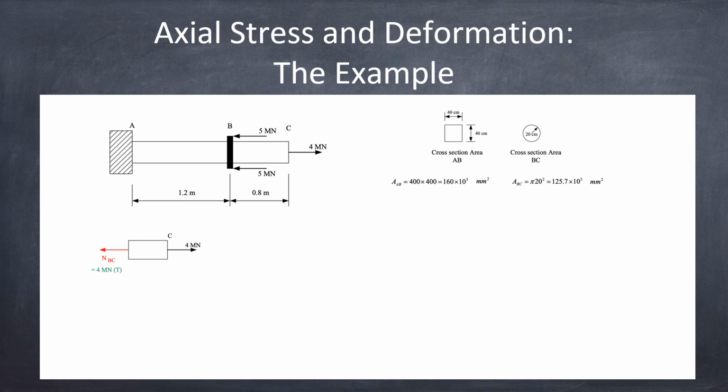The first picture is where I will cut between, mark the word, it's not point B. I cut between B and C somewhere, right? So the distance I cut is less than 0.8 meter from point C. So what I will see is the point load, the acting load, 4 meganewton, and the internal force N_BC, right?